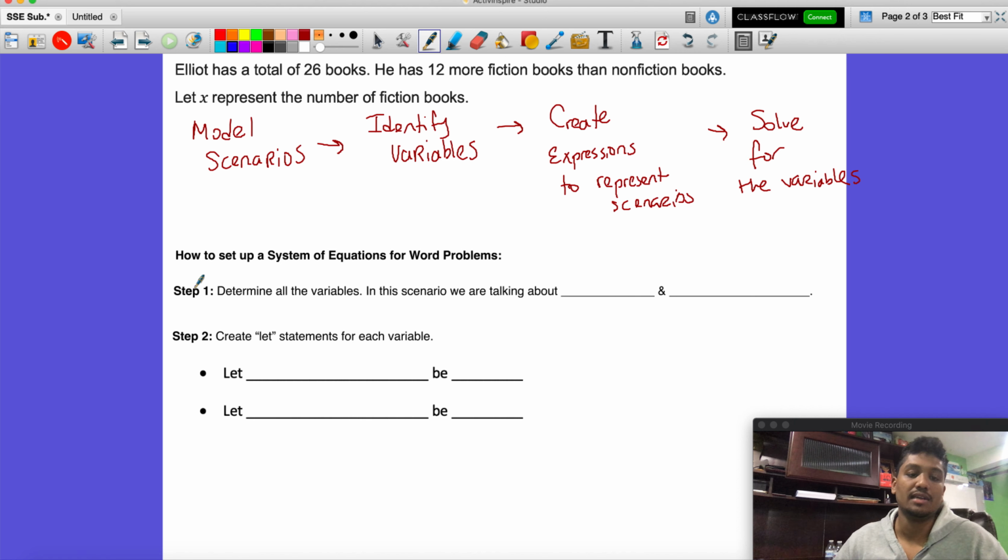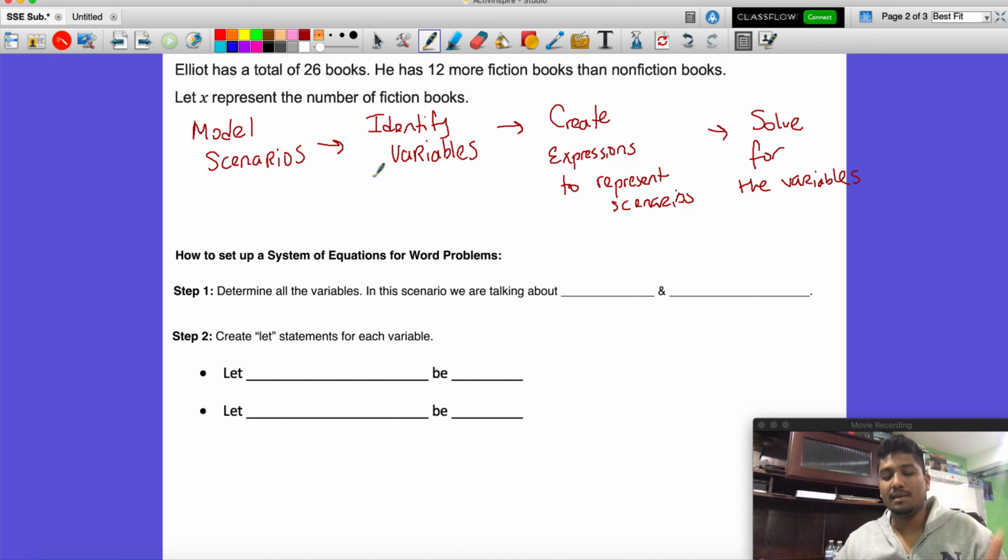So the first thing is, how do you even set it up? The first step is how do you determine what the variables are? When you're reading it, think about what the scenario is. You always try to imagine what the scenario is. It doesn't have to be anything crazy, just your basic visual. So Elliot has 26 books. In my head, I'm immediately thinking of a bookshelf that has random books on it. All right, cool, so I see all the books.